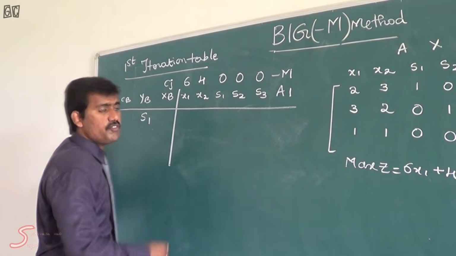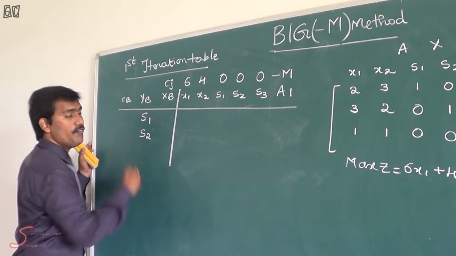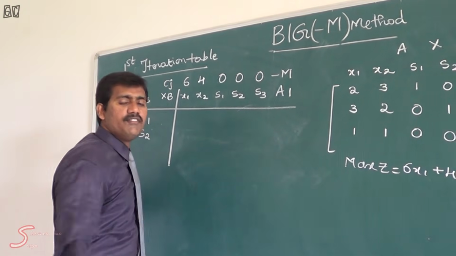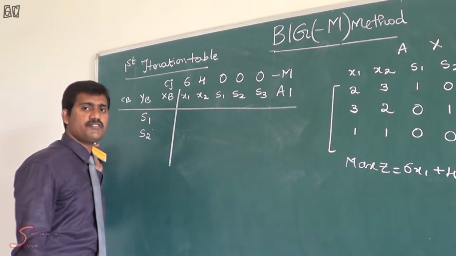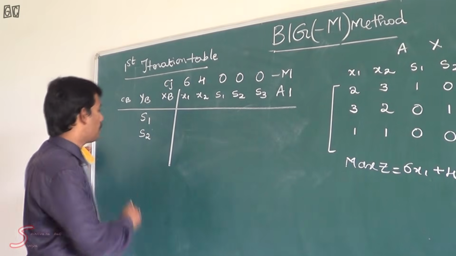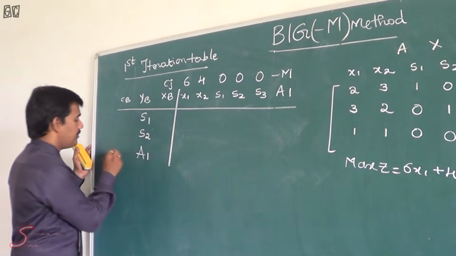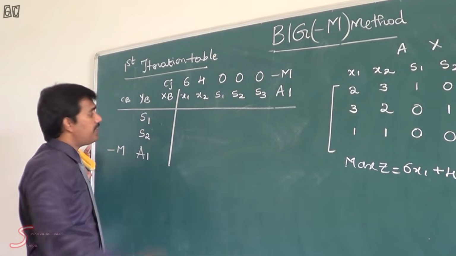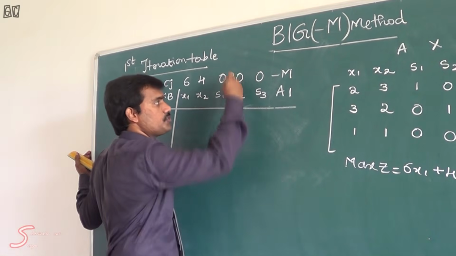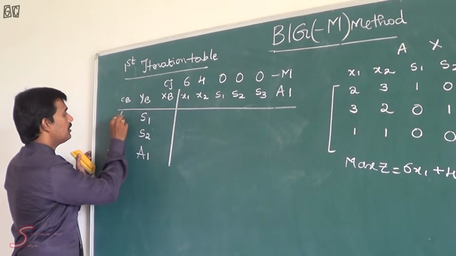In the second equation we introduced s2, whereas in the third equation we introduce a slack and surplus variable, and we have to give the artificial variable importance, so that is a1. The cost of this a1 is obviously minus m. Here we have a minus m. The introduced slack variables s1 and s2 have cost 0 and 0 as usual.